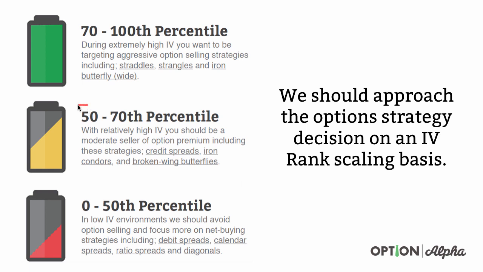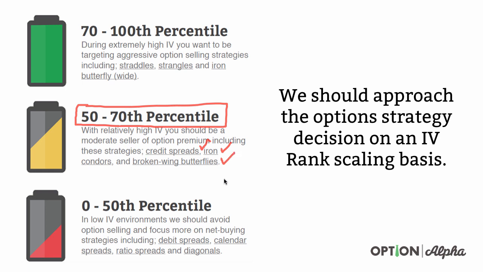When implied volatility is in the 50th to 70th percentile or rank, we need to be more of an option seller, but we don't want to be super aggressive, because 50 is definitely not 100, and neither is 70, we still want to protect ourselves. In this range, we want to do more of the credit spreads, iron condors, and broken wing butterflies and iron butterflies.